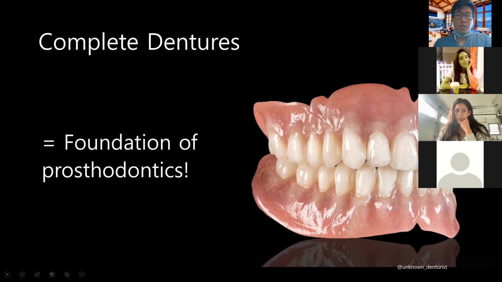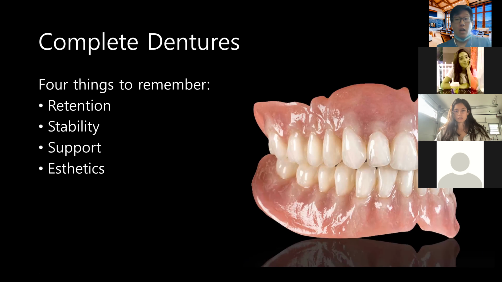Okay, so I'm gonna go into a little more detail with each category. So complete dentures, probably the most important part about prosthodontics. I would say it's the foundation of prosthodontics because you learn about occlusion, you learn about aesthetics, you learn about the vertical dimension, a lot of very important concepts in prosthodontics. I just want you guys to remember 4 things about complete dentures. Remember retention, stability, support, and aesthetics. I will go into detail about what each one means.